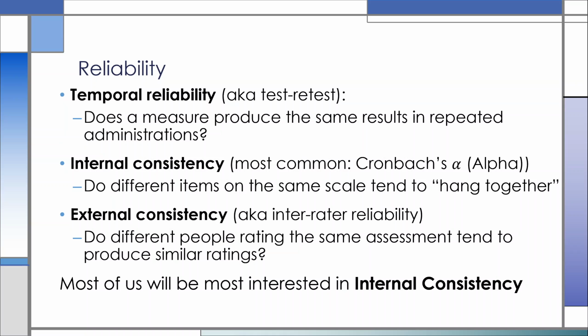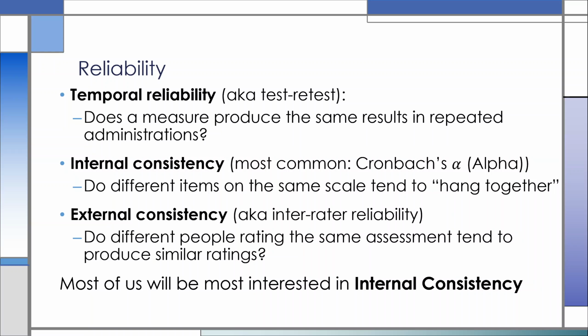So there are a few different types of reliability. There's temporal reliability, which would be reliability over time. This is often called test-retest reliability. And this is whether a measure produces the same results in repeated administrations. So you'll see this in validation studies a lot, where they give a population or a sample a measure, and then they take the same people, and they give them the same measure again at some point in the future, and they want to check whether they're getting more or less the same results.